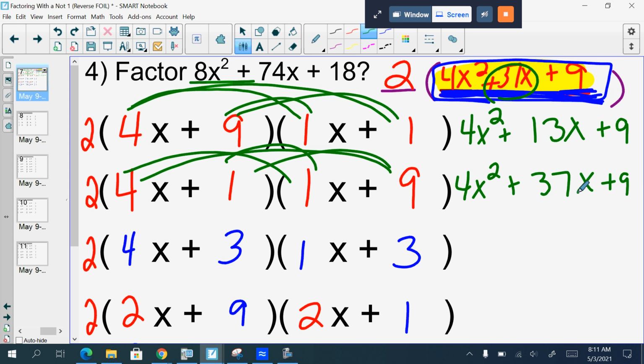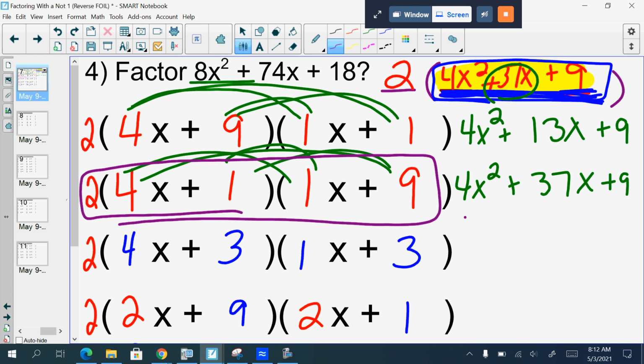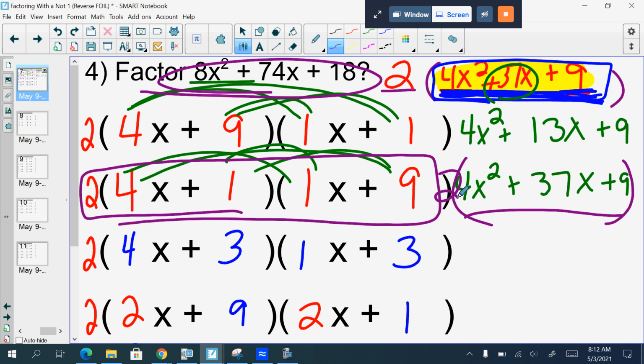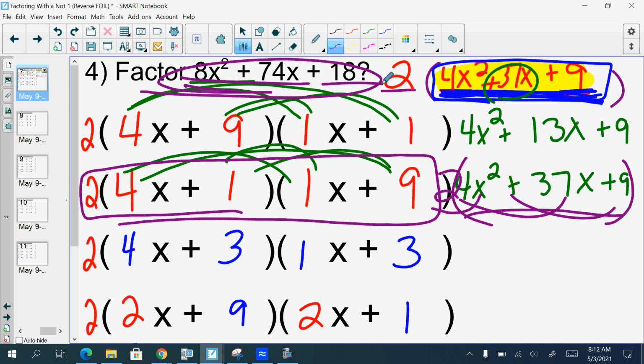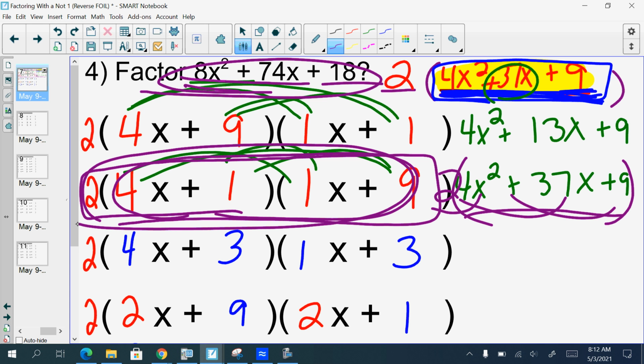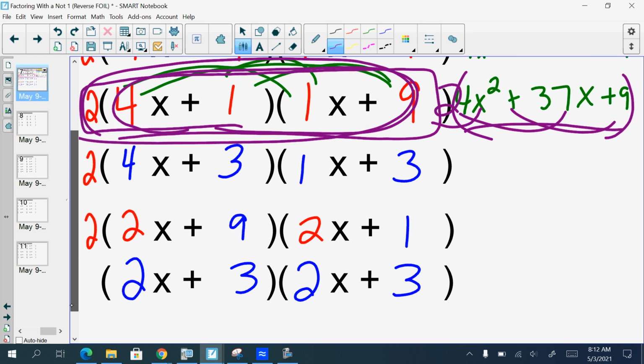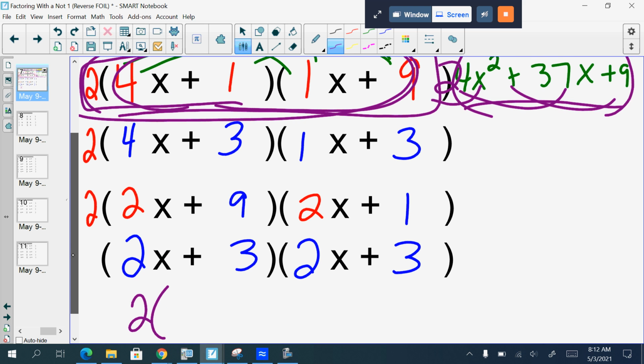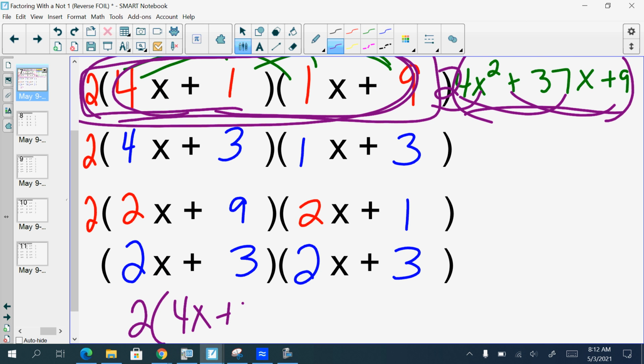So we know that this is the correct answer, including the 2, right? To get this back to the original answer, you would now have to take this and multiply it all by the 2 that we pulled out in the beginning. See how that would give us 8x squared, 37x, and 18 back again, okay? So don't forget, this part only gives us this back. We have to make sure we include that 2 out in front in our final answer to give us the original expression back, okay? So again, that means our final answer is 2 times 4x plus 1 times x plus 9.